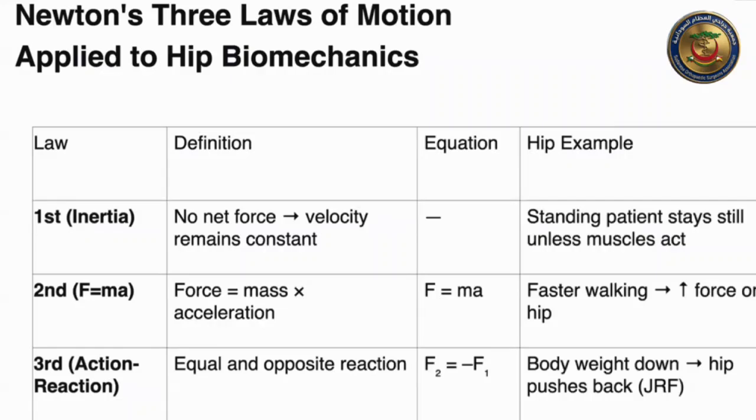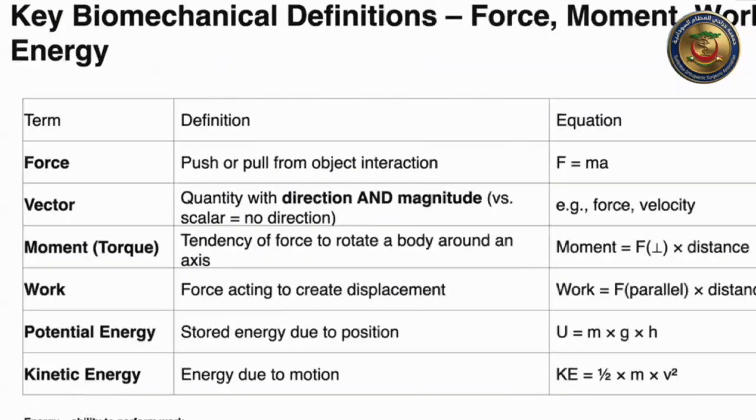We talk about joint reaction force. The third law: every force has an equal force in magnitude and opposite in direction, so F2 equals minus F1. Other definitions: force is a pull or push from object interaction. Vectors are quantities with direction and magnitude, so force and velocity are both considered vectors.